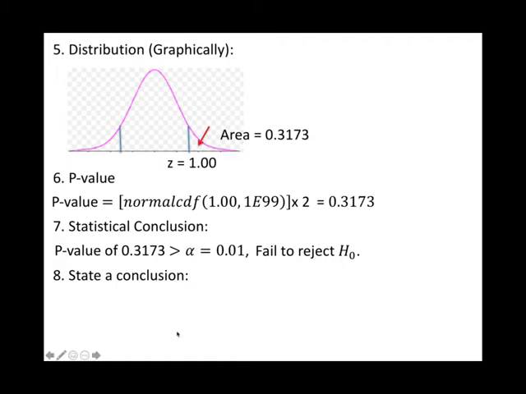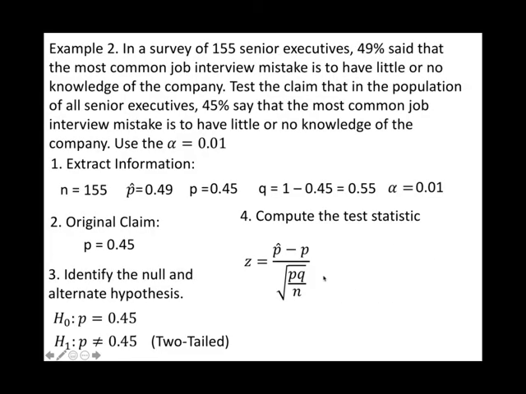Okay, conclusion 1, 2, 3, 4. We have a fail to reject. So go back, look at your original claim. This is equal to, so this is going to be the null hypothesis. Okay, they're exactly the same thing. So go to the null hypothesis.